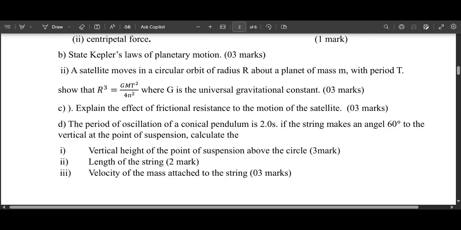The formula, our KE is given by GMm divided by 2r, whereby r here is the distance of the satellite from the center of the Earth or from the center of the planet. Now let us look at how we can give the explanation for the effect of air resistance on the motion of the satellite.